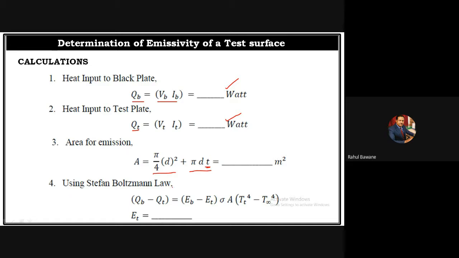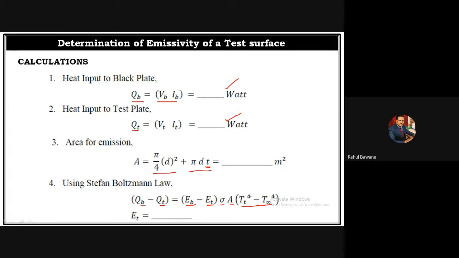Now using Stefan Boltzmann's law, we know that QB, the black plate, and QT, the test plate. The difference of heat supply, which we already calculated, equals (EB minus ET), where EB is the emissivity of the black plate and ET the emissivity of the test plate, times sigma, the standard Stefan Boltzmann constant, times the area, which is the area available for emission. And as it is a radiation problem, remember that temperature is mandatory to keep in Kelvin only.